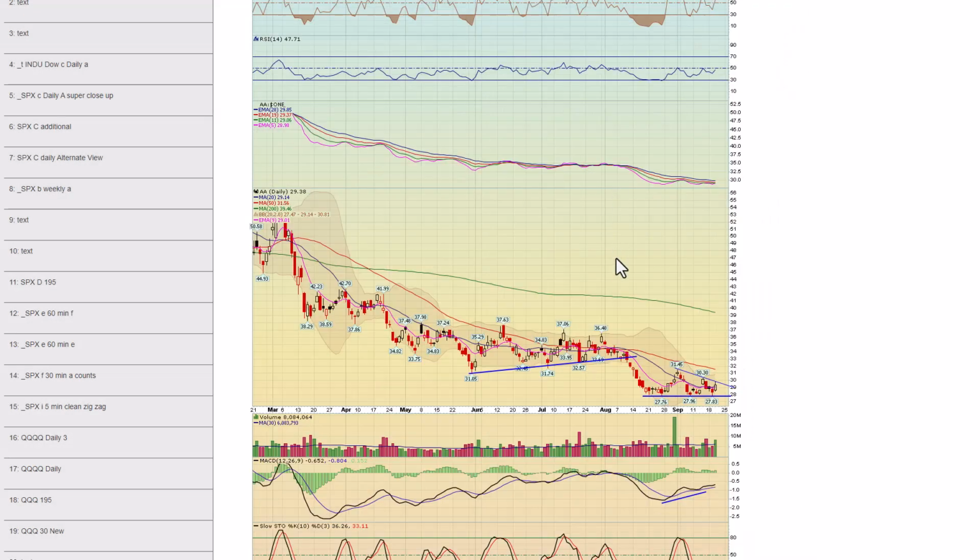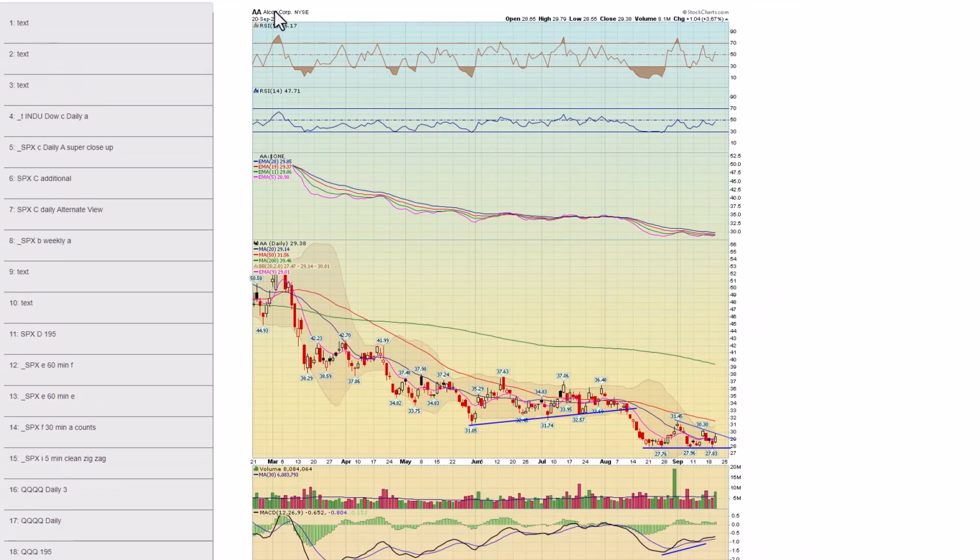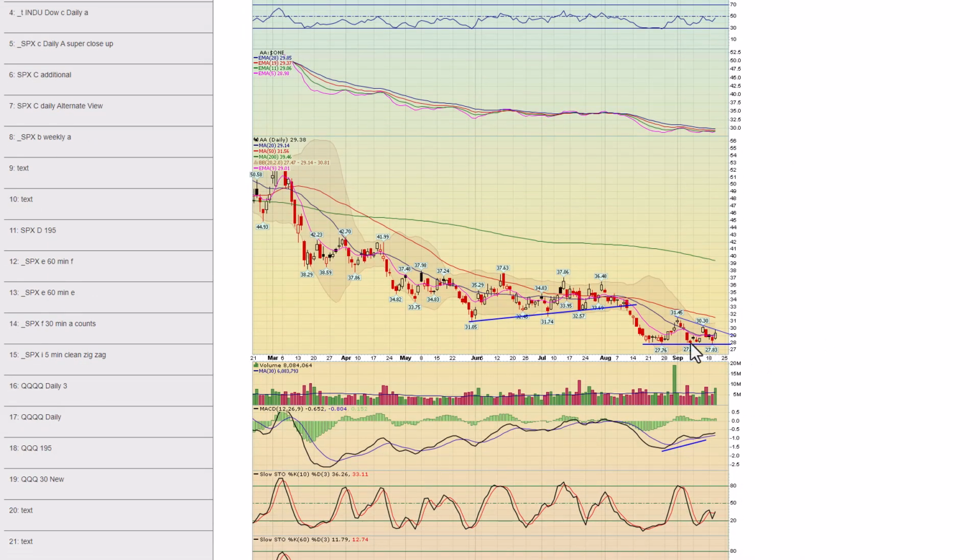Next, chart 77, Alcoa. I gave this as a bounce play a couple weeks ago, and it gave a bounce. It's held this support. It's a short if it loses this support, but it could also be a long now if it breaks this little downtrend line there.